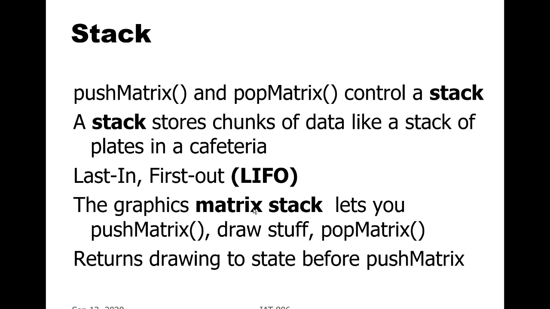The graphics matrix stack lets you access this stack through calls to pushMatrix, drawing things, and popMatrix. Very rarely do you access the matrix stack directly by setting matrix values. You always access the graphics stack through pushMatrix and popMatrix calls. pushMatrix stores the current transformation state. You can then draw stuff, and popMatrix restores it back to the previous state.